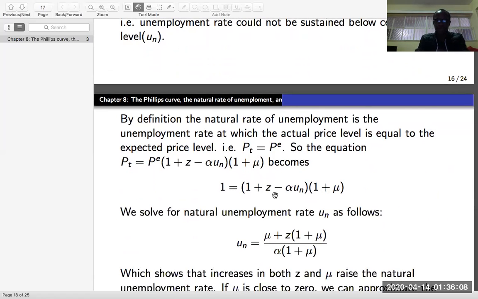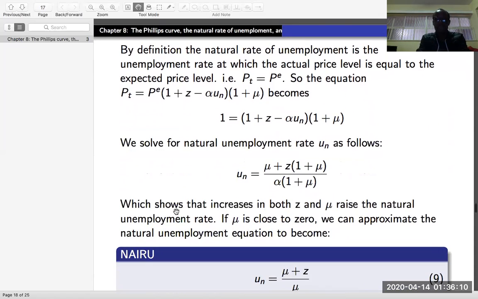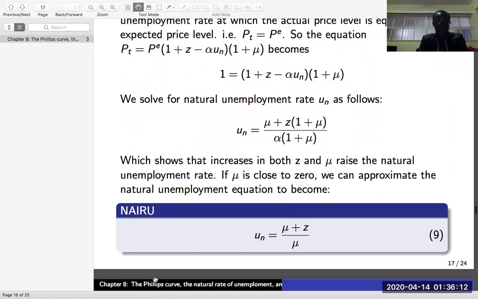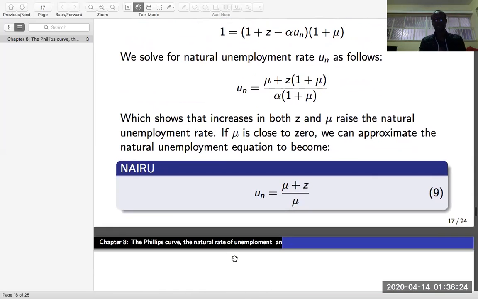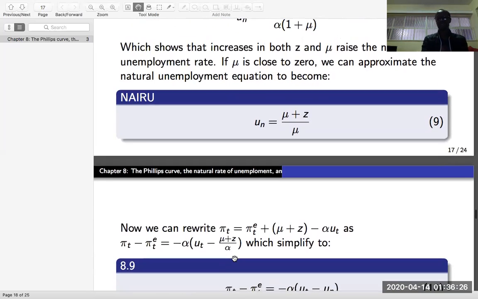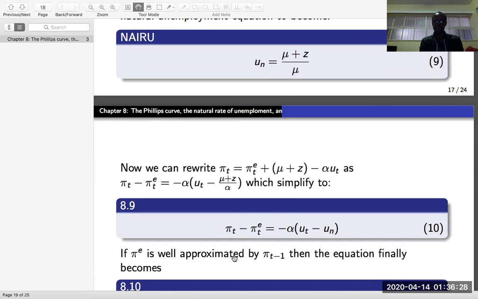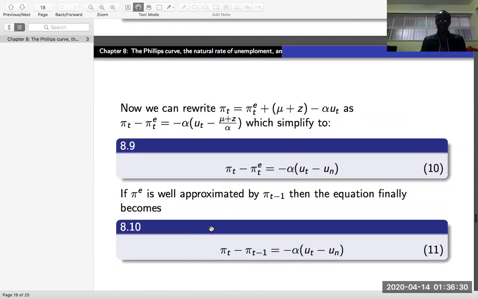So again, we take the previous equations and manipulate them to obtain the natural rate of unemployment, the non-accelerating inflation rate of unemployment. This is what we call, from equation 9. Now we can rewrite the equation as such, and then we get equation 8.9 or equation 10.